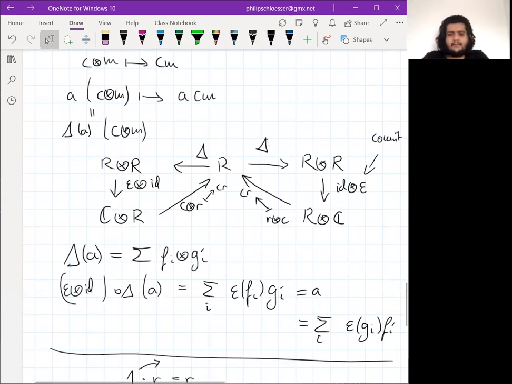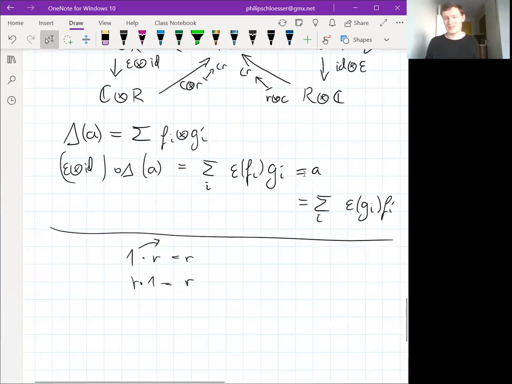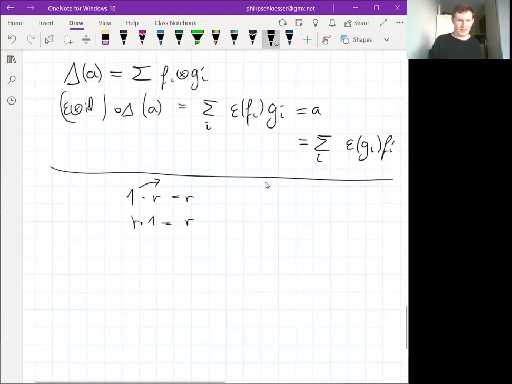Like, this is basically some sort of definition for a commutative algebra, right? Yeah, it's basically what I'm getting at now.